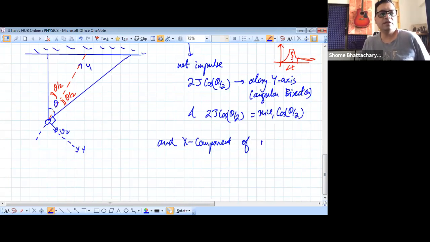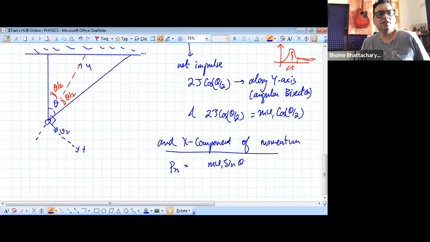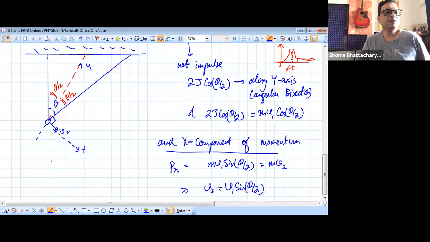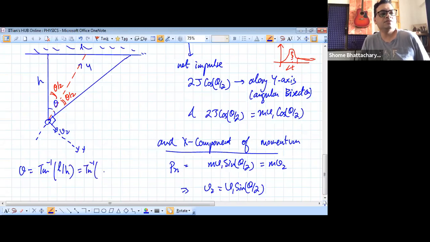So x component of momentum is conserved. So mv1 sin theta by 2. So v2 becomes v1 sin theta by 2. Now coming back to theta in the diagram, you will see that theta is tan inverse of L by h. It will further become tan inverse of 4 by 3. So it is nearly 53 degrees.